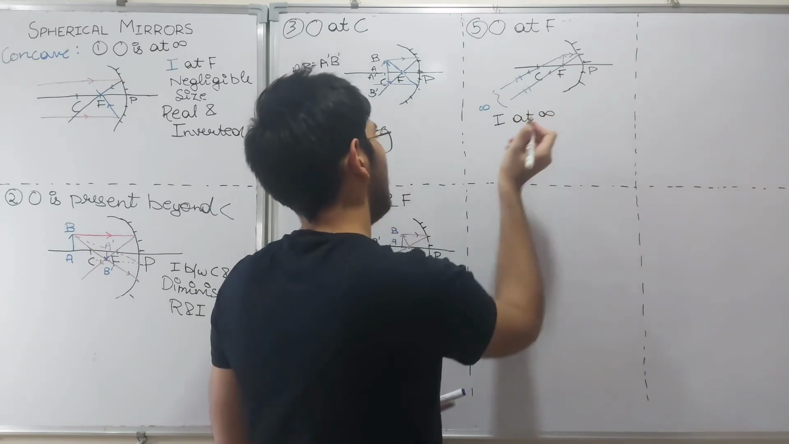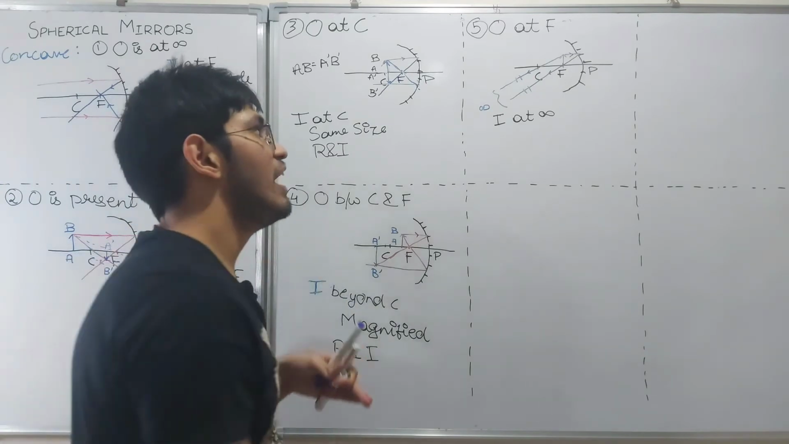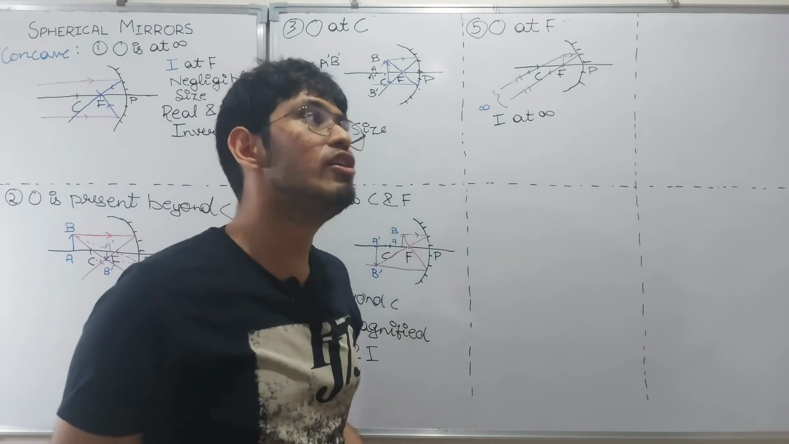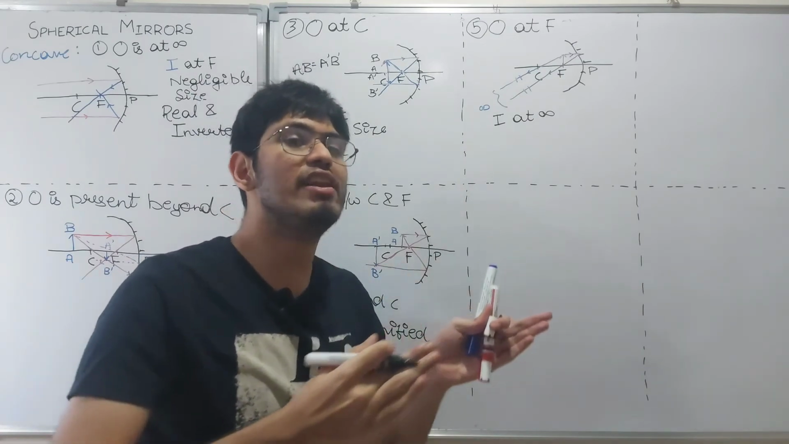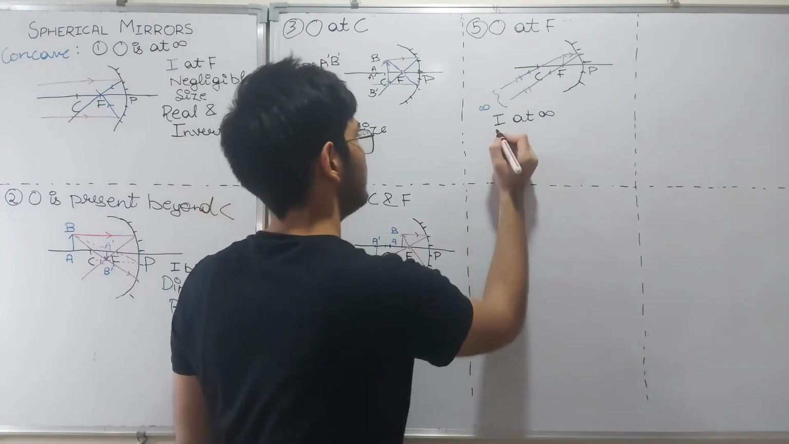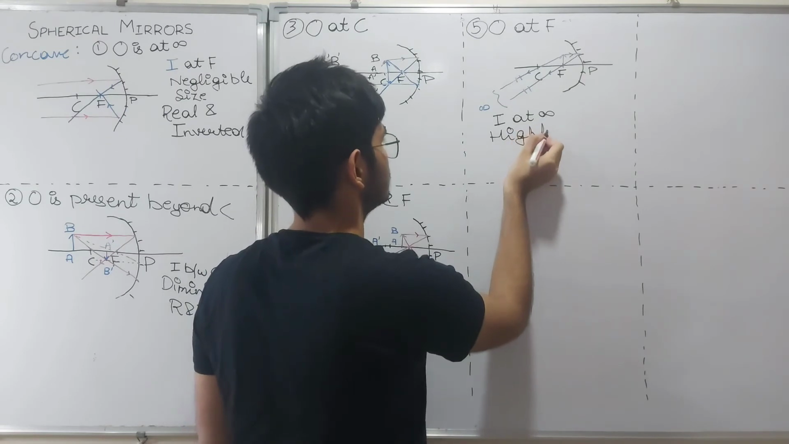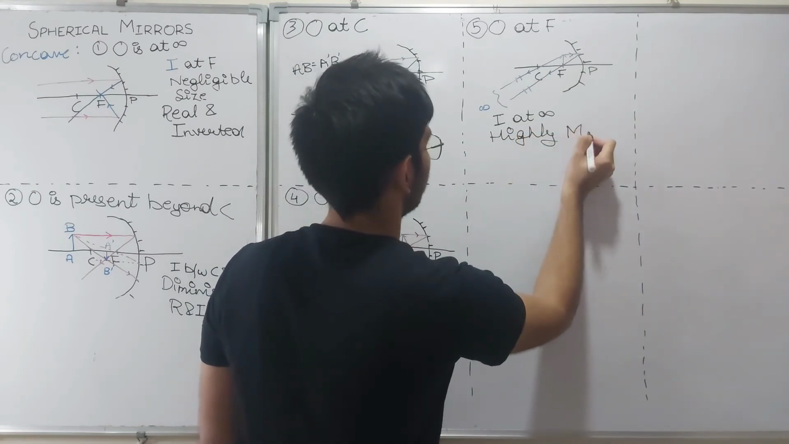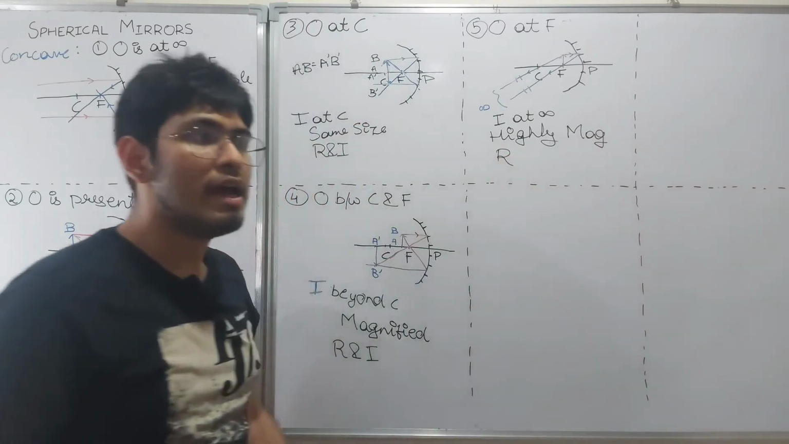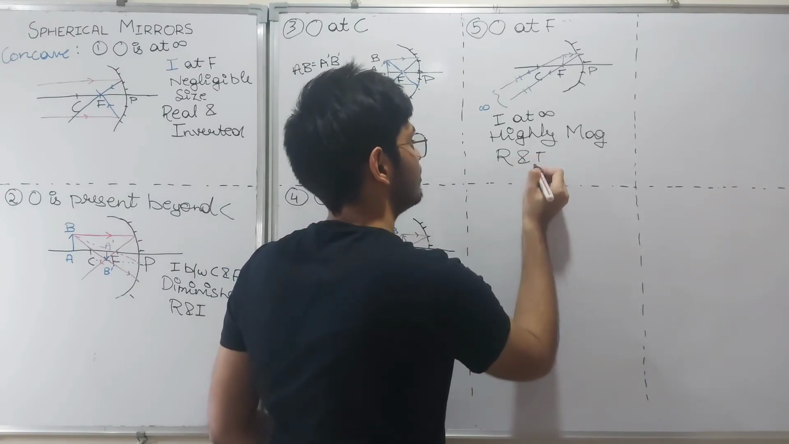The image formed will be highly magnified, or you can say tremendously magnified, or very high magnification. You can say anything. So it will be a highly magnified image. And the image will be a real and inverted image because it is being formed at the left hand side of the mirror. So it will be a real and inverted image.